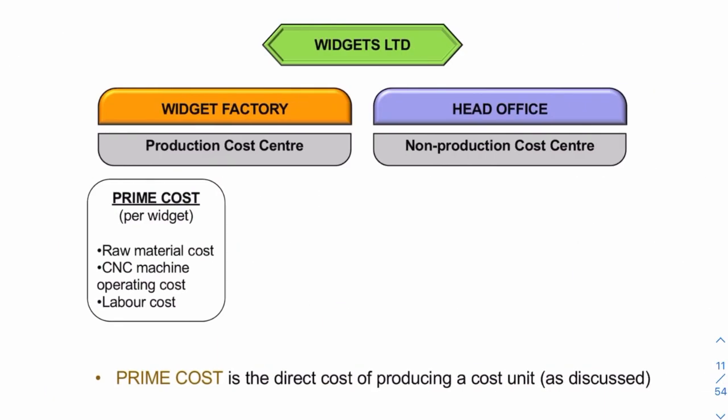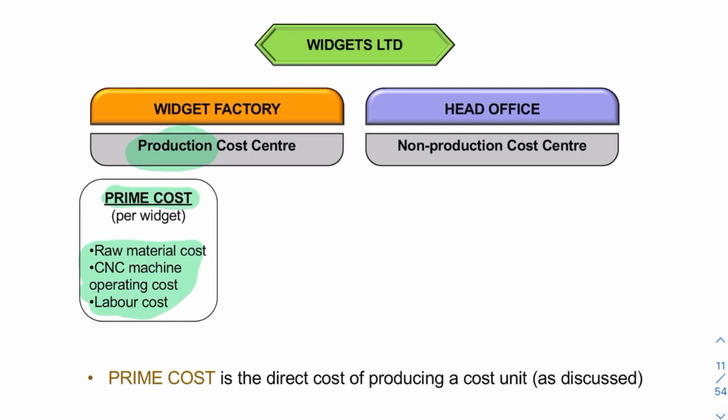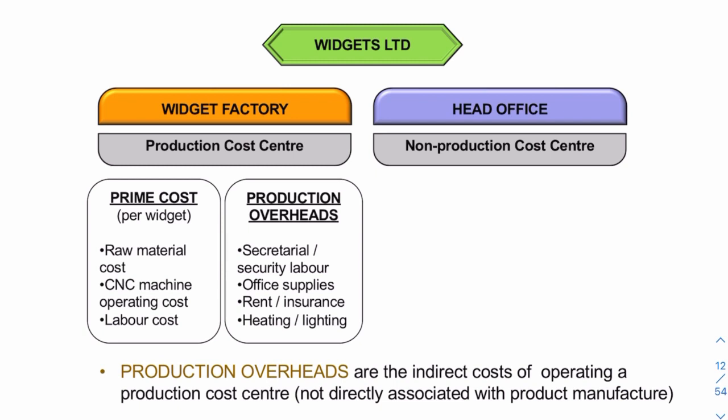So remember we spoke about prime cost. So the labor and material and equipment costs contribute to the production cost in this factory. But just like when we spoke about the bakery, there's also production overheads. So the production overheads are related to the production cost center. So the factory itself will have overheads.